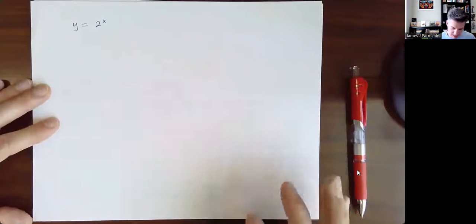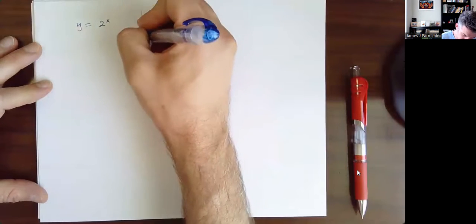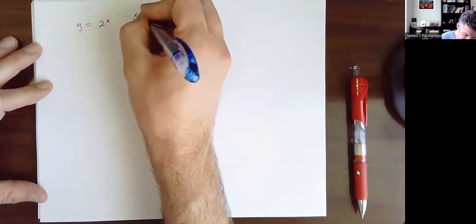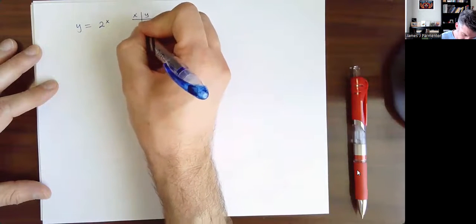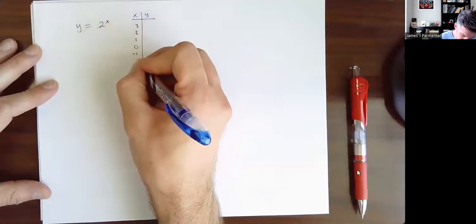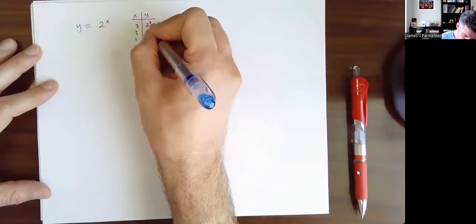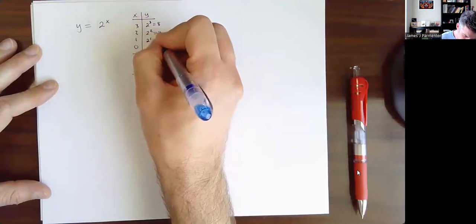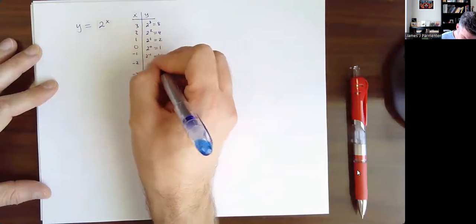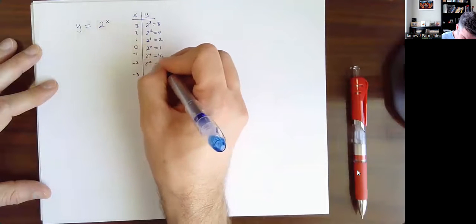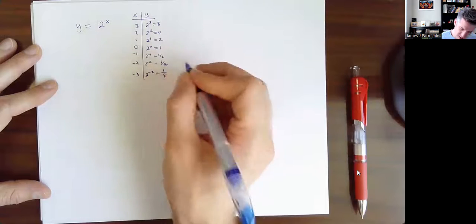We graphed this one last time, and we did it nicely by plotting some points. So I'm going to plot some points again. Let's make a table here. I've got my x values and my y values. I'm going to pick some usual x values: 0, 1, 2, 3, and -1, -2, -3. We know that 2 to the third is 8, 2 squared is 4, 2 to the first is 2, 2 to the 0 is 1, 2 to the -1 is 1/2, 2 to the -2 is 1 over 2 squared, which is 1/4, and 2 to the -3 is 1 over 2 cubed, which is 1/8.